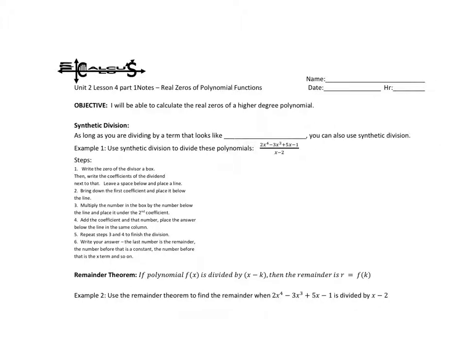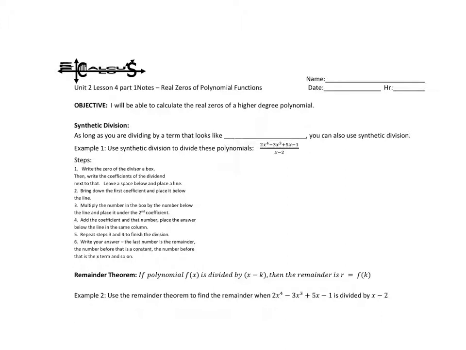Okay, welcome to the video for 2.4 part 1, real zeros of polynomial functions. Your objective is: I will be able to calculate the real zeros of higher degree polynomials. Now, before we get there, this part 1 is just a bunch of different skills and things we need to know to get to the point where we can calculate the real zeros of higher degree polynomials.